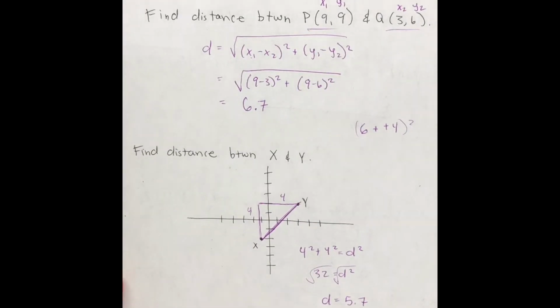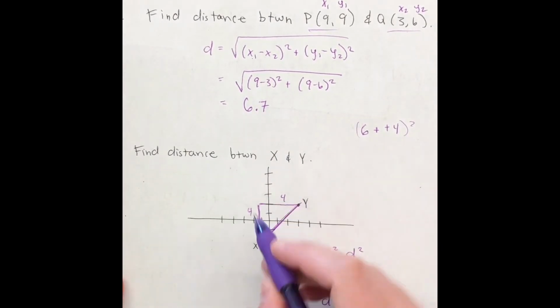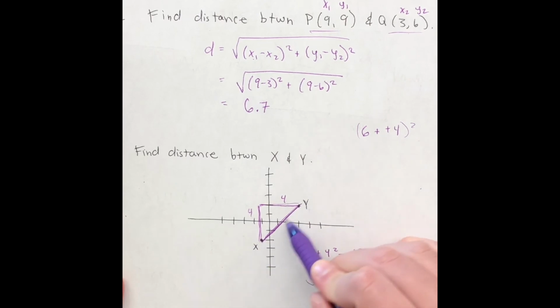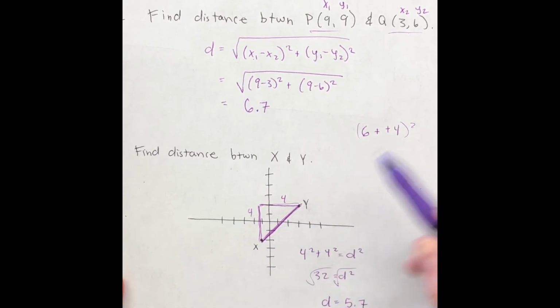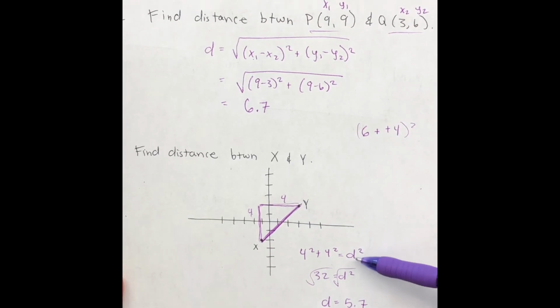And then here, there's one problem on the homework where you have to find the distance given a graph. You could use the formula if you write down the points. You could also use the Pythagorean theorem, right? You do your rise and your run, and then the distance would be the between part. So you do a squared plus b squared equals c squared. Solve it out, boom, you get the distance is 5.7.